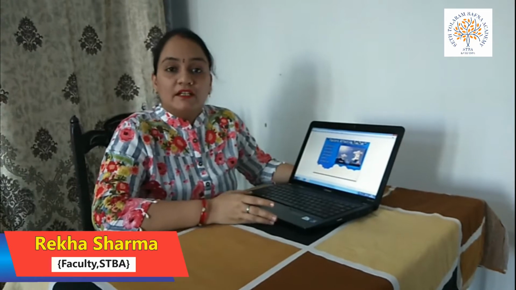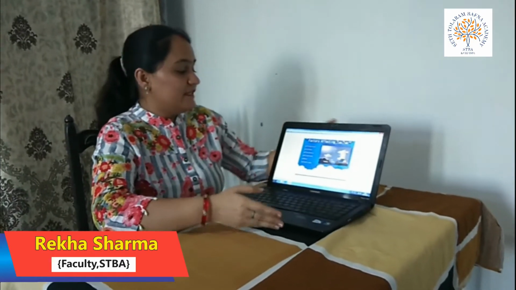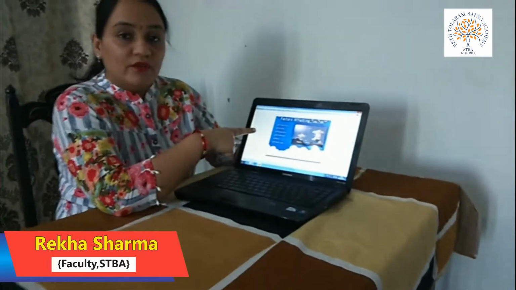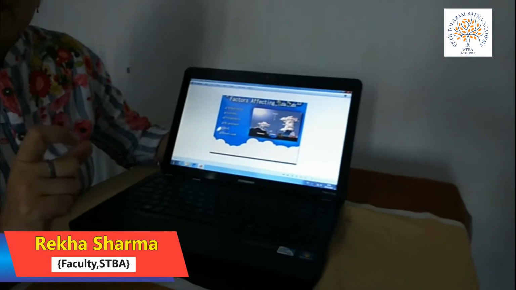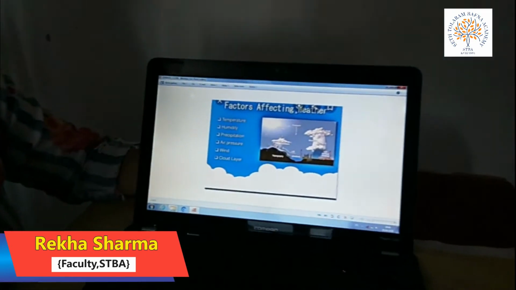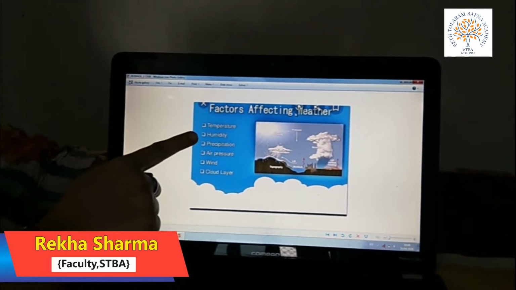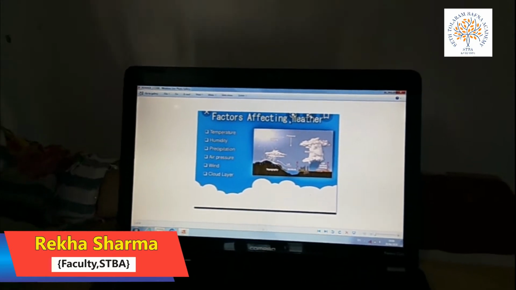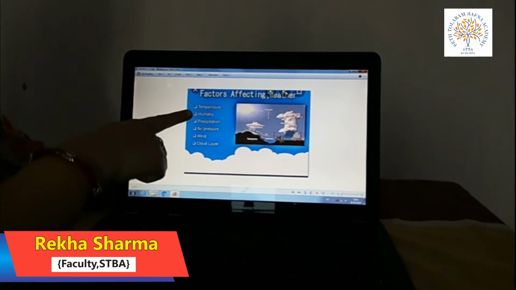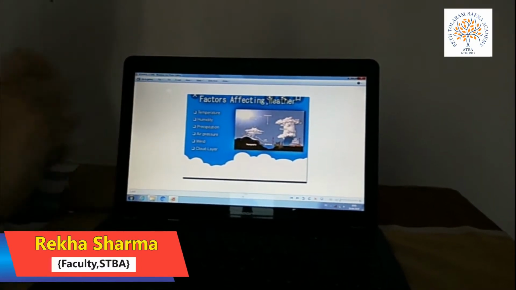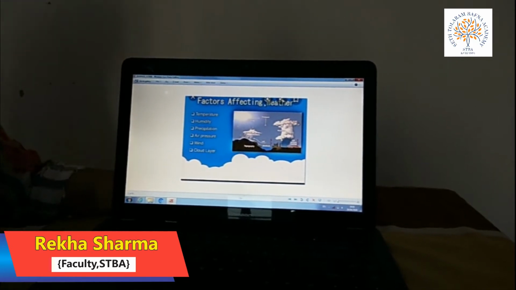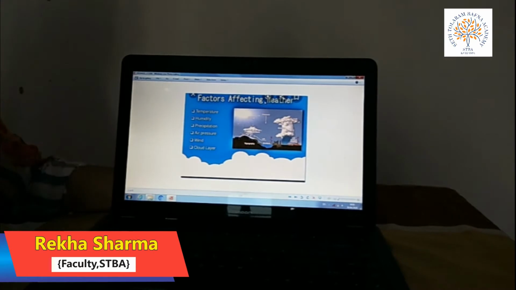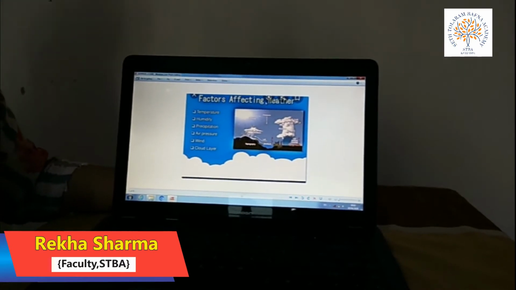For the term weather, we have some factors that affect it. These are the factors that affect the weather of a particular place. That is temperature, means the temperature of a particular place, whether high or low. Next is humidity. Humidity means the water present in the air. Next are precipitation, air pressure, wind and the cloud layer.